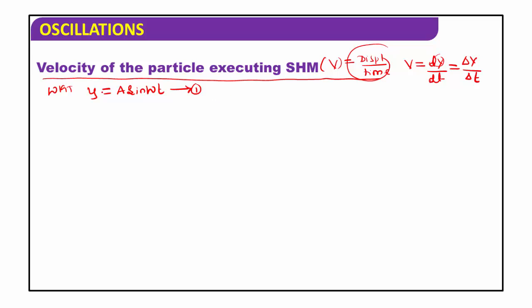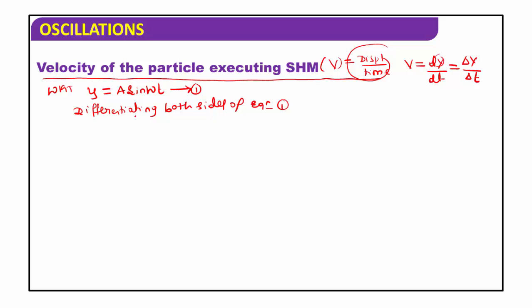We have equation number 1. Using this equation number 1 we must convert it into velocity. So what do you do? Differentiate equation number 1, that is, differentiate both sides of equation 1. Then you get the rate of change of displacement, which is called velocity.